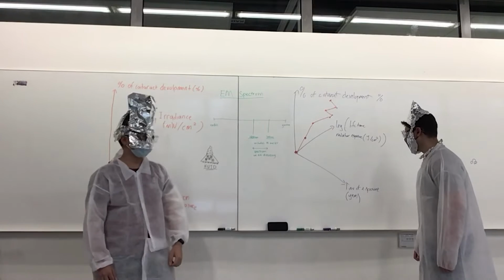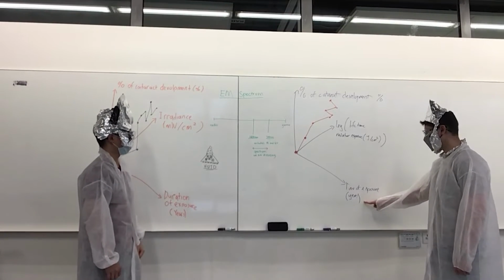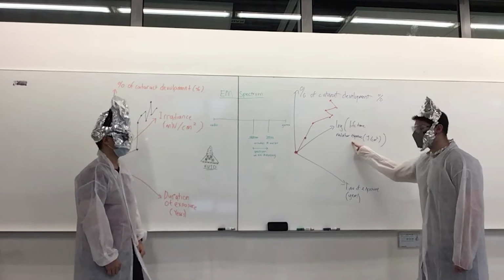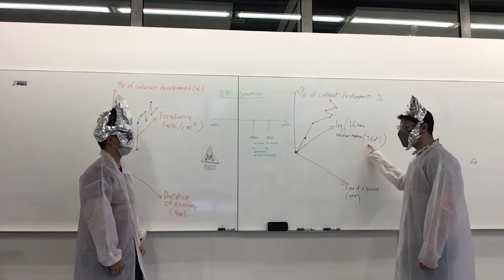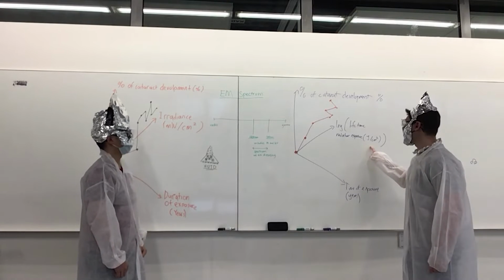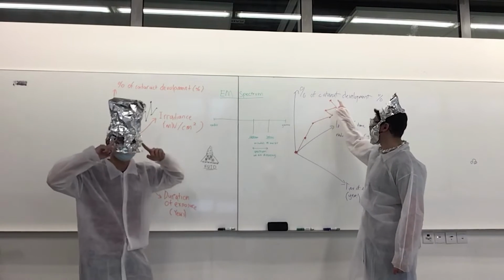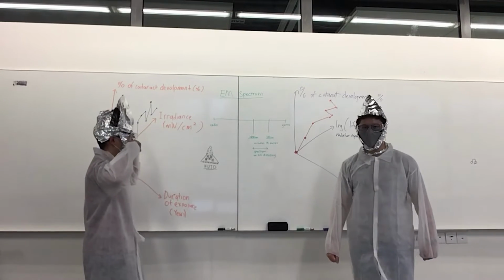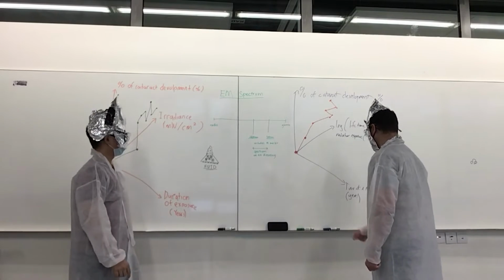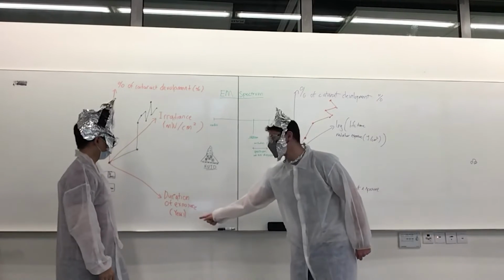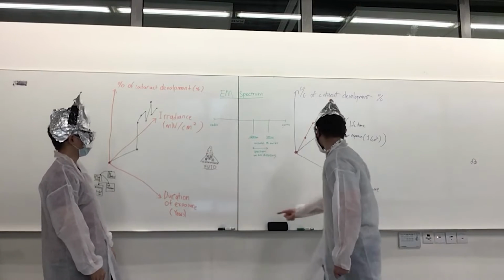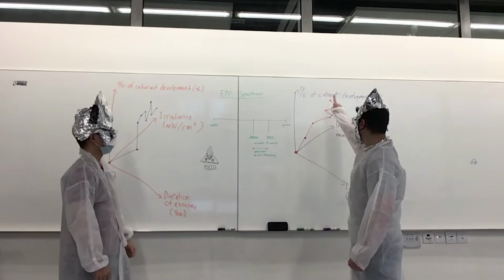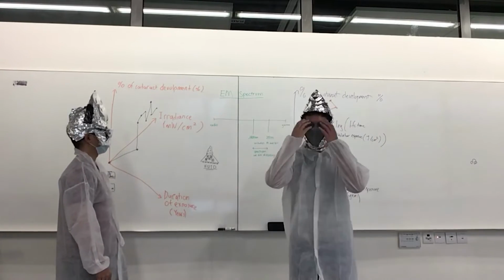We also have, in the other graph, time of exposure, T, in years. Then we have the logarithm of lifetime radiation exposure in joules per cm cubed. And then the z-axis here is the percentage of cataract development. So from our results, we can see that when there's a longer time of exposure, and a higher irradiance as well as lifetime radiation exposure, then there will be a higher percentage of cataract development.